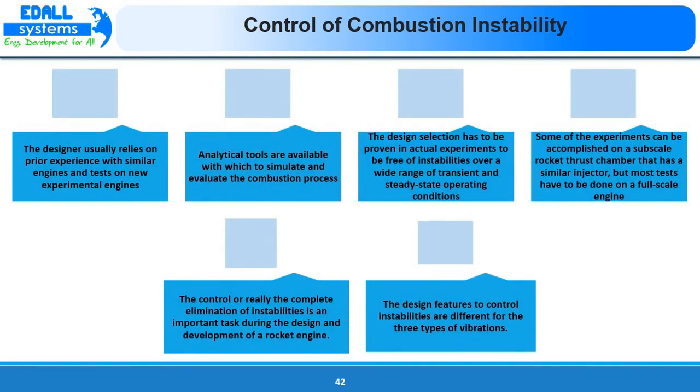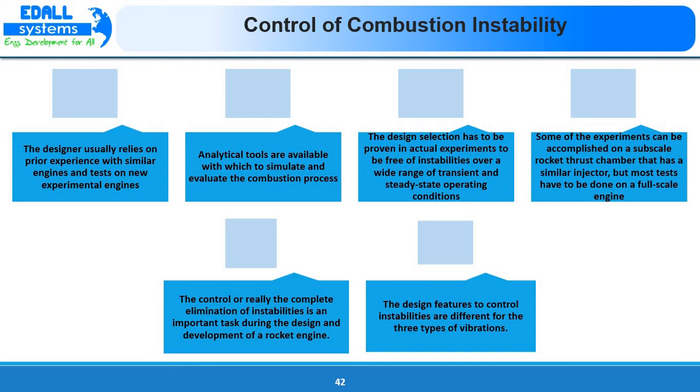So we'll discuss how we can control these combustion instabilities. The designer usually relies on prior experience with similar engines and tests on new experimental engines. And analytical tools are available with which to simulate and evaluate the combustion process. So these analytical tools can be used prior. The experimental tests and simulation results can be used to eliminate the combustion instabilities. The design selection has to be proven in actual experiments to be free of instabilities over a wide range of transient and steady state operating conditions.